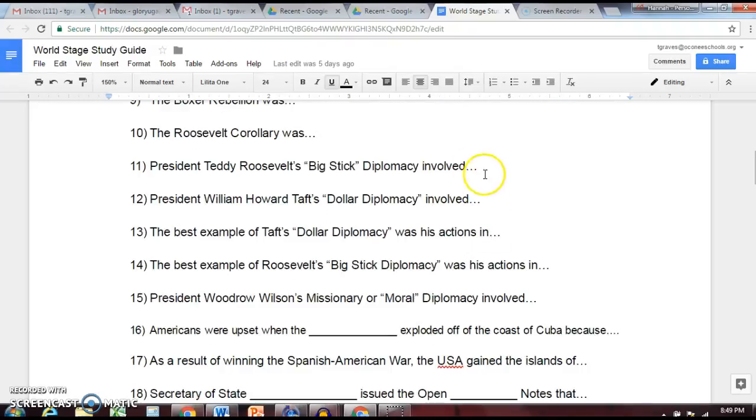Number 16, Americans were upset when the USS Maine exploded off the coast of Colombia because they thought the Spanish did it. A part of that was they were already riled up and angry at the Spanish over the reports in the yellow press from the yellow journalists exaggerating what the Spanish were doing. But there's really no evidence to indicate that the Spanish actually did blow up the USS Maine. Actually, most historians now look back and say that it was a mechanical failure of some sort, but the Americans didn't want to hear that. They were all on the let's kill Spain train.